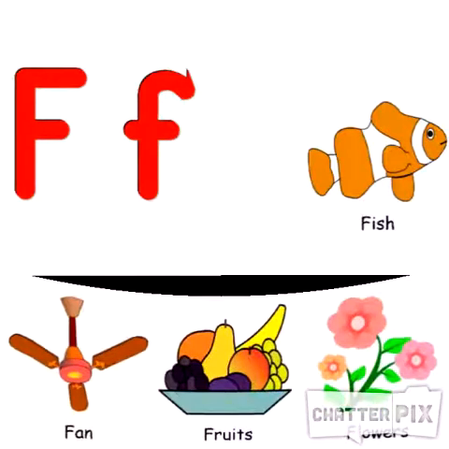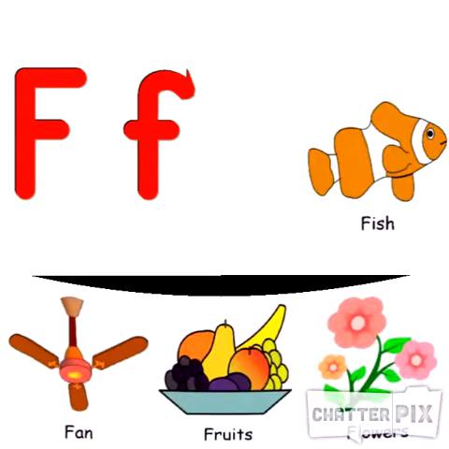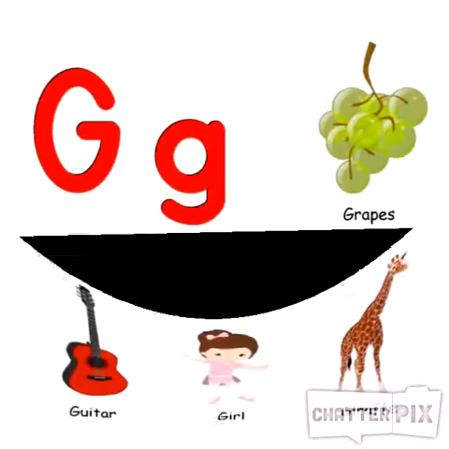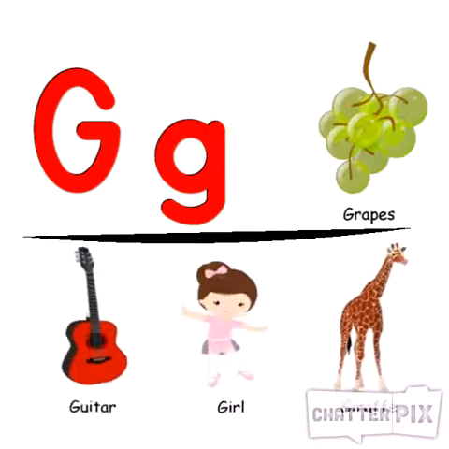Children, this is letter F and the sound of F is F. F. Fish F. Fan F. Fruits F. Flower F. Children, next letter is G and sound of G is G.